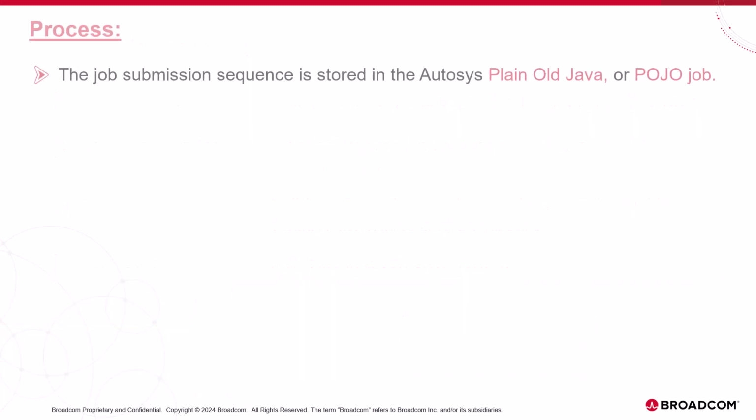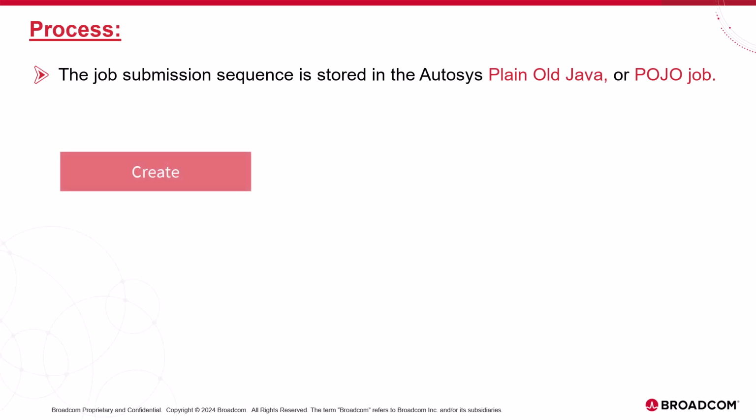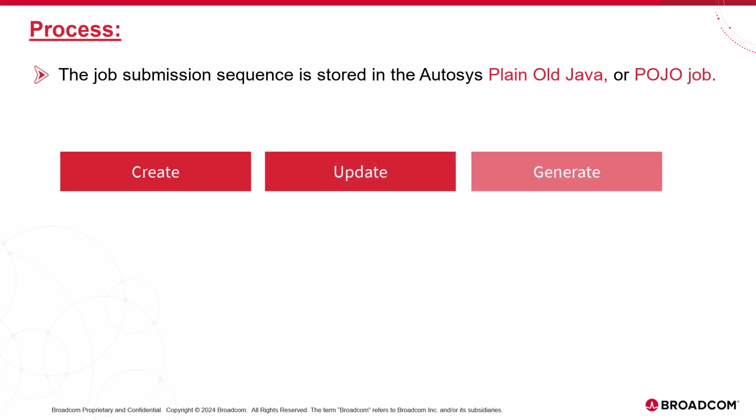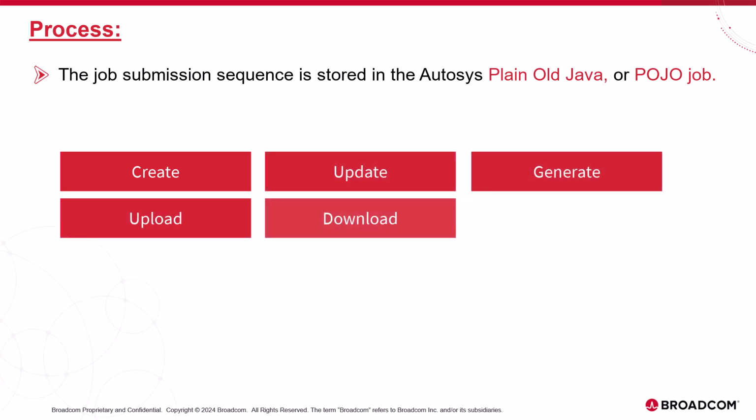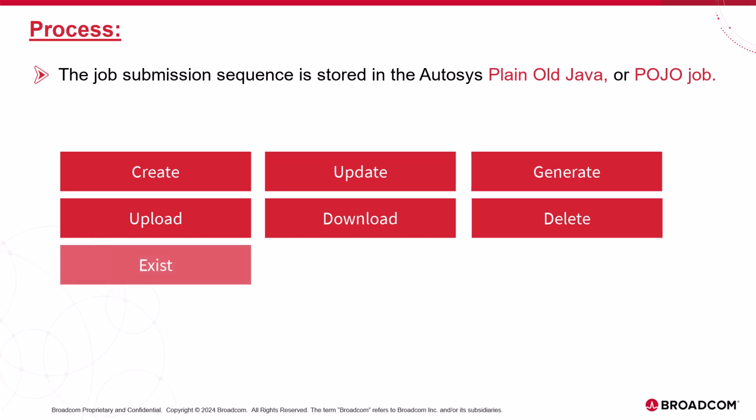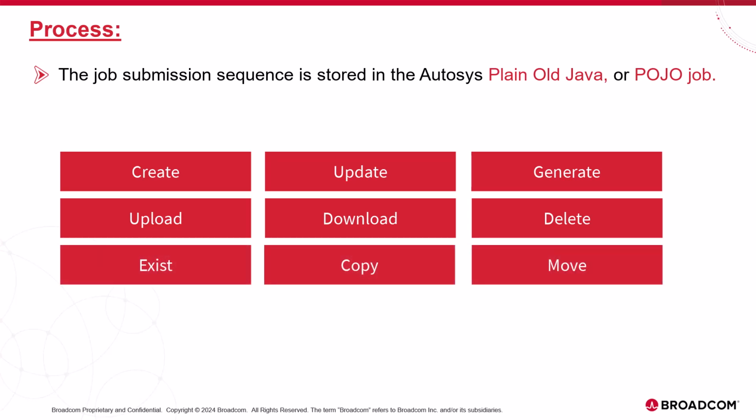The job submission sequence is relatively simple because all job definition properties are stored in the AutoSys plain old Java, or POJO job. Azure Blob Storage is designed to facilitate the creation, updating, generation, uploading, downloading, deletion, existence checking, copying, and moving of data. For the sake of understanding the process flow, let's take the example of data uploading.